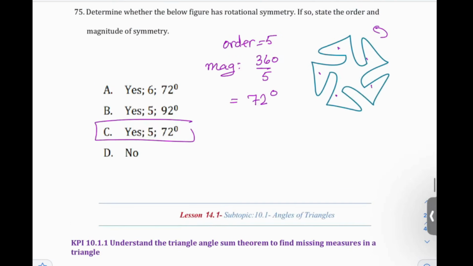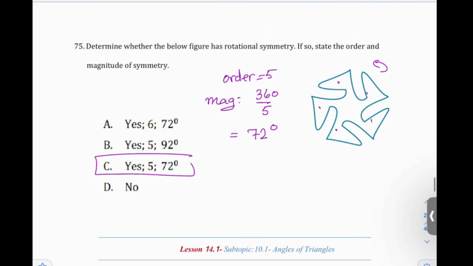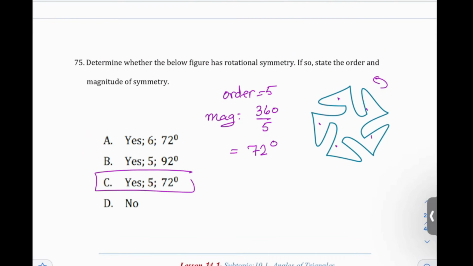Now, I'll stop here. In the last part, I will talk about angle relationships and congruent triangles, inshallah, in the last part of this revision, which is module 14.